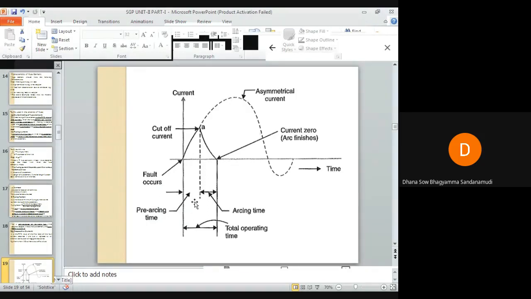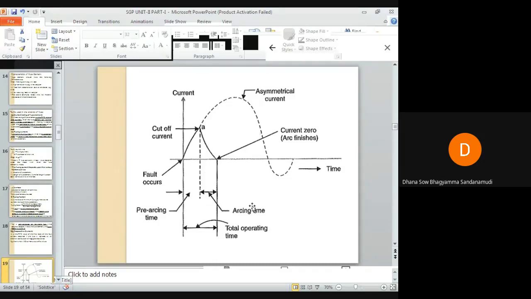In technical words, it is the time between the commencement of the fault current, which tends to cause a break in the fusing element, and the instant the arc is initiated, known as the pre-arcing time. So at instant A, the arc will be struck between the contacts of the fuse. The arc is initiated.